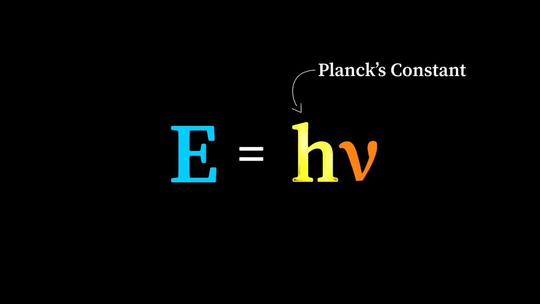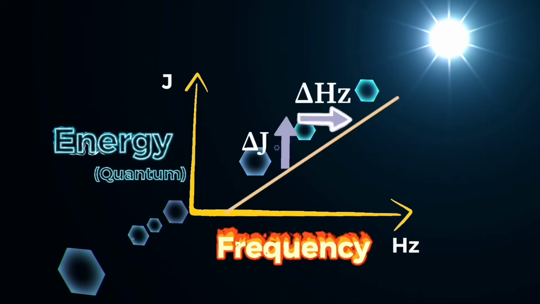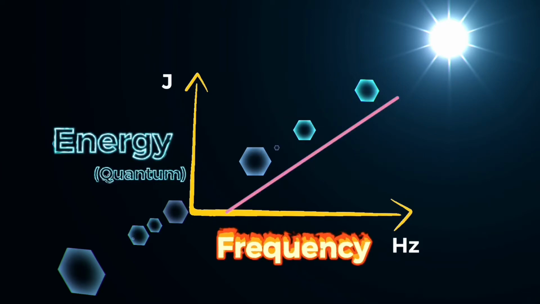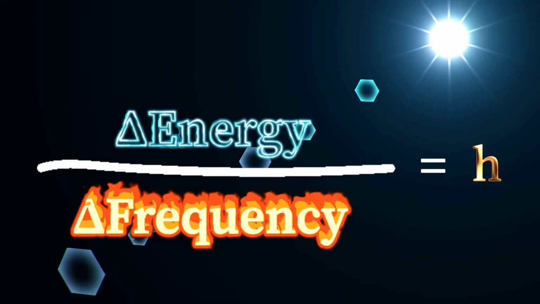This h can be thought of as a slope, like m in y equals mx. Think about it this way. Let's say this graph represents a linear relationship of energy and frequency. Like any line, there should be some common ratio, or slope, between any 2 points. In this case, Planck's constant is the slope that connects the energy of a quantum to its respective frequency. So, if we divide any change in energy with its corresponding change in frequency, we can derive Planck's constant.